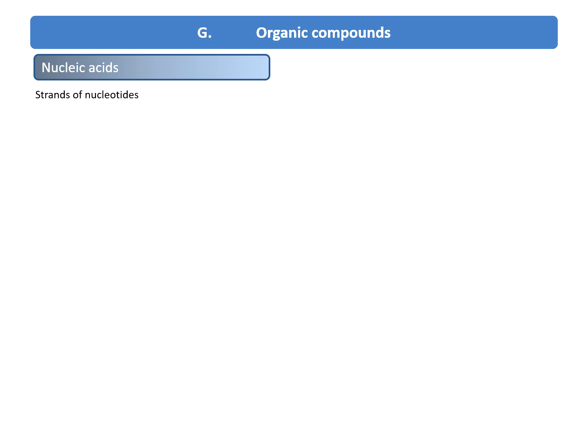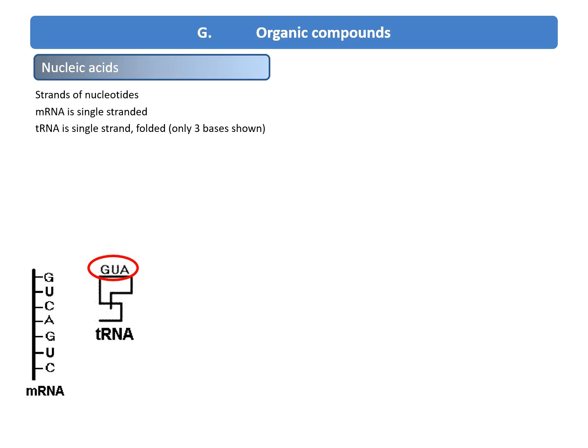Strands of nucleotides exist. Messenger RNA is generally a single-stranded molecule. Transfer RNA is a single strand folded in an irregular shape. In this diagram, only 3 of the bases are shown. Ribosomal RNA forms a complex structure tied together with protein.